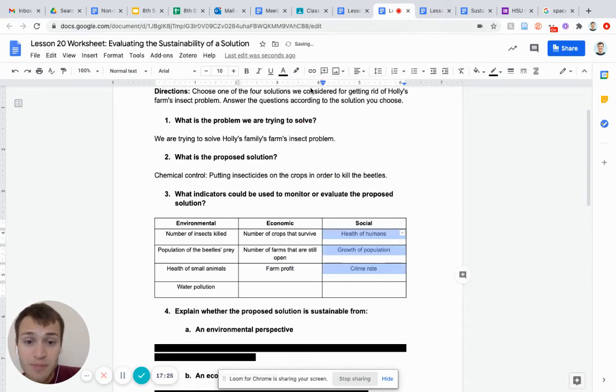And then social. For social, one thing could be health of humans. So is our health being affected?